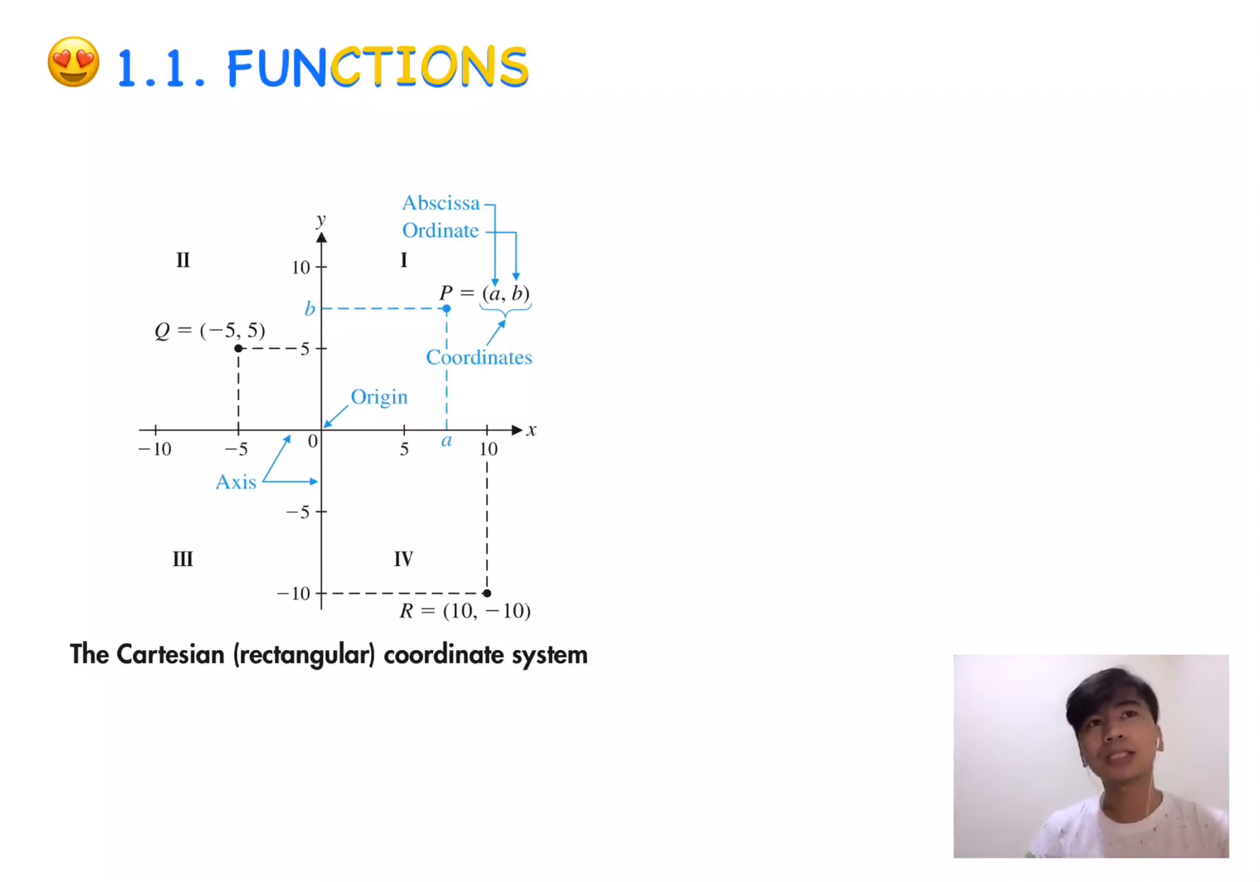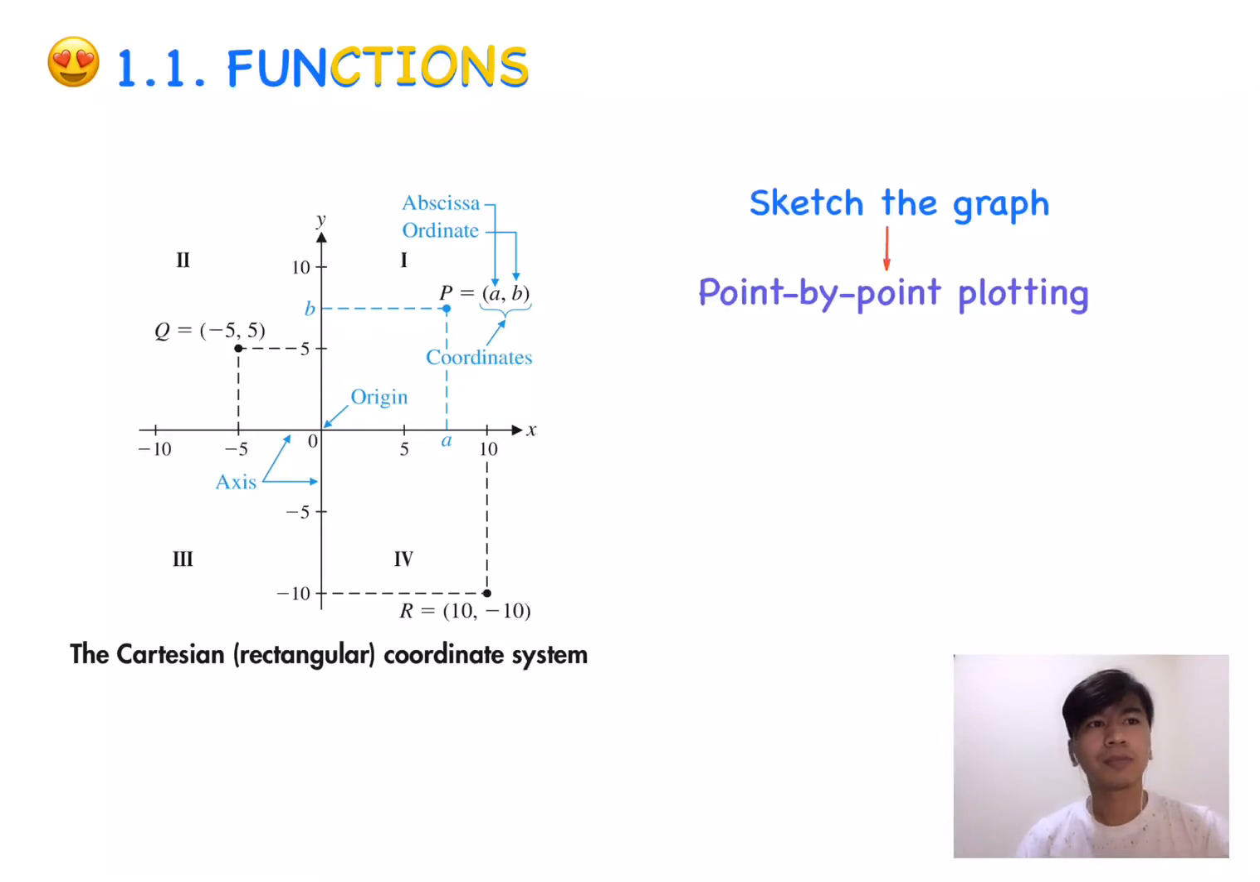Now how does this help us? When we are about to sketch the graph of an equation in two variables, we plot several points so that the shape of the graph is apparent. Then we connect those points with a smooth curve. This process is what we call point by point plotting. I'll write it down. Sketch the graph, point by point plotting. This is also called ordered pairs. I'm going to give an example on the next page.